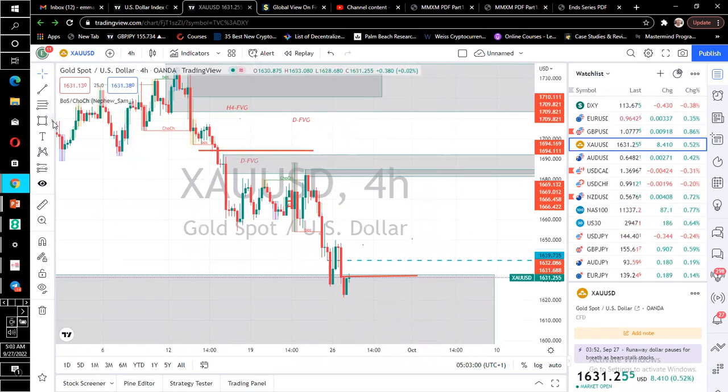So I would like to see something like this happen as it's trading to this. Take away this level, create another one, trade into it, and go to the upside. This is what I'm expecting.